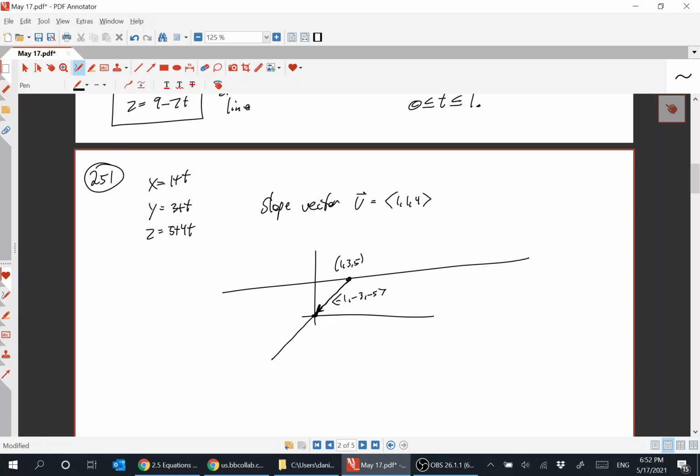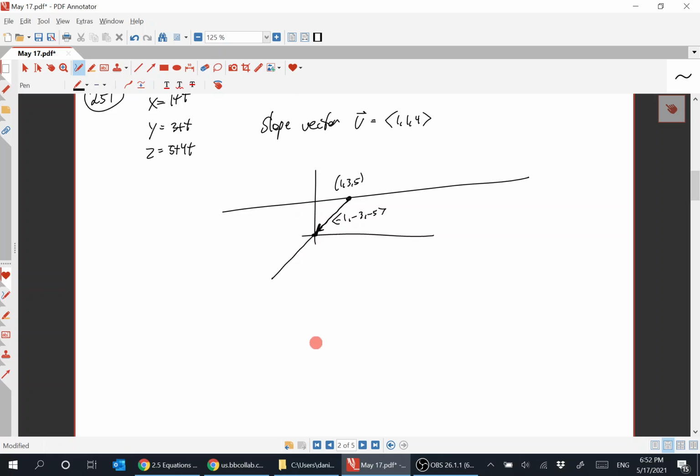And here we have this slope vector. So let's redraw this. Here's the line, 1, 3, 5. Here's the origin, 0, 0, 0. Here's the vector minus 1, minus 3, minus 5. And here's the slope vector, 1, 1, 4. So now we're looking for this here.